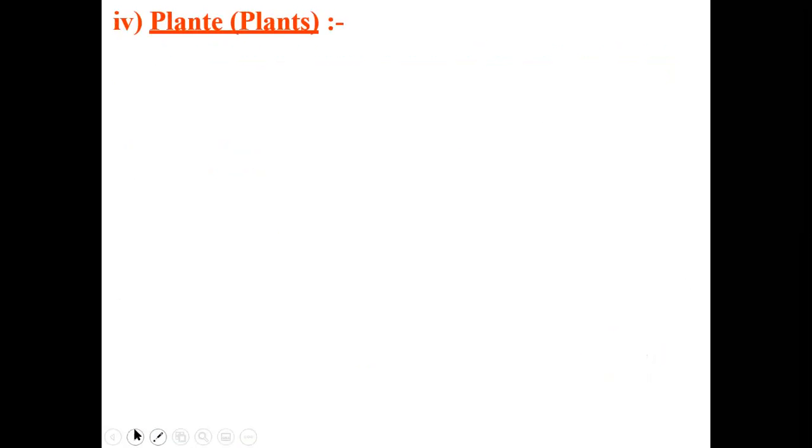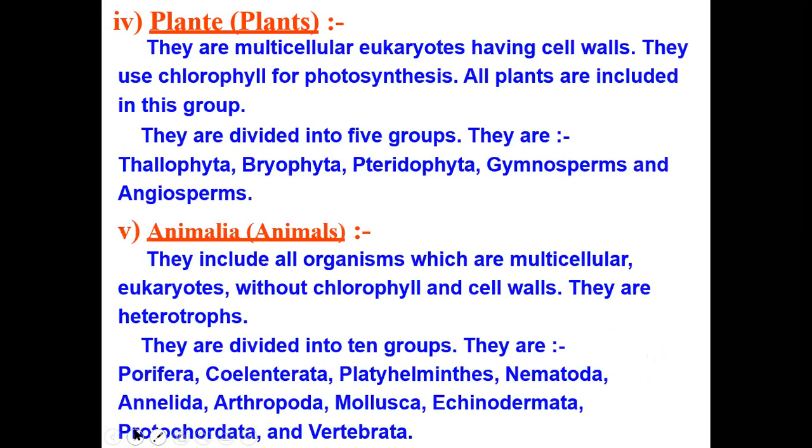Now we will discuss Plantae. Plantae means plants. They are multicellular eukaryotes having a cell wall. They use chlorophyll for photosynthesis. All plants are included in this group. They are divided into five groups: Thallophyta, Bryophyta, Pteridophyta, Gymnosperms and Angiosperms.